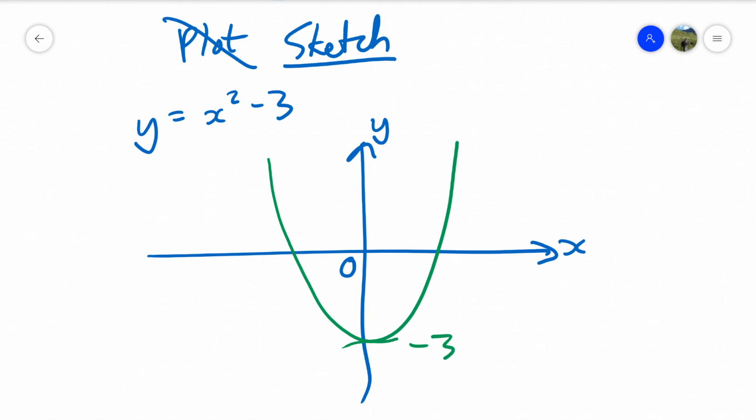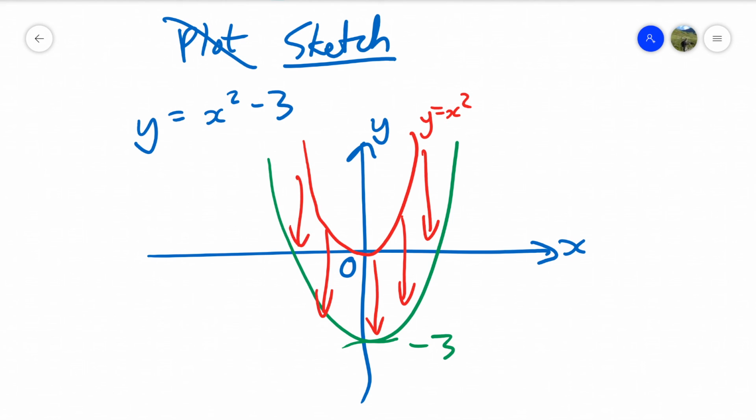Another way to think about it is, it's like y equals x squared, but it's just decreasing. The y value is 3 less each time. So it's y equals x squared minus 3. So it's decreased by 3, and the whole thing is lowered by 3.